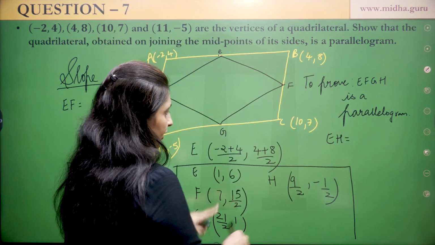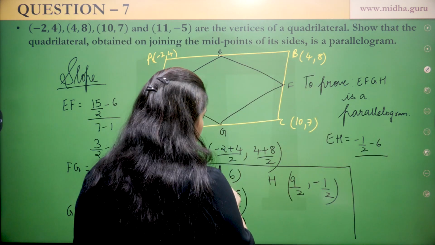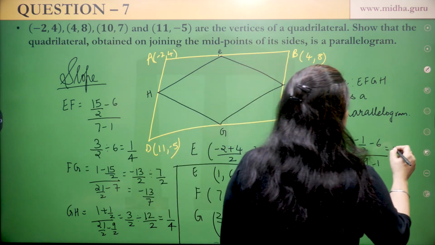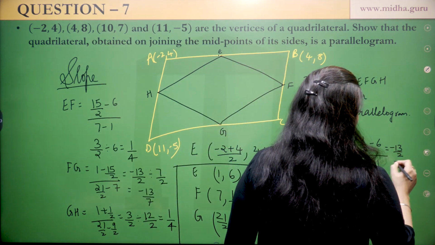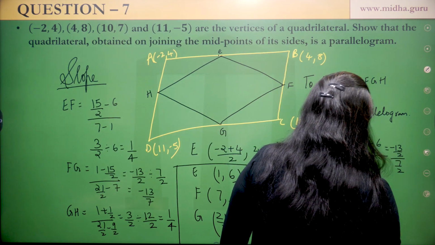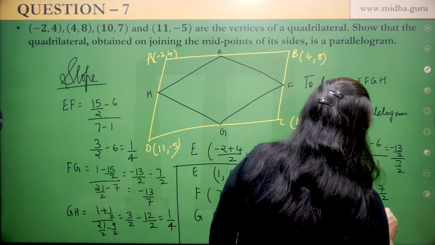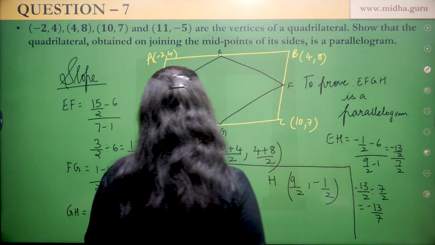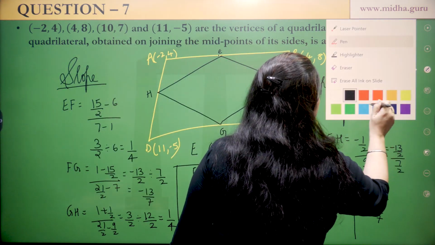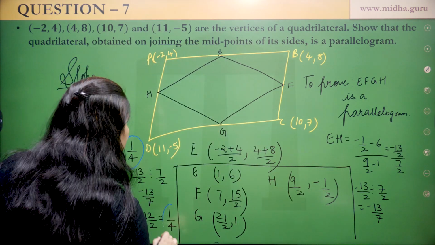EH, see these two coordinates. Minus 1 by 2, minus 6, y2 minus y1, x2 minus x1, 9 by 2 minus 1. Here we are getting minus 13 by 2 divided by 7 by 2. So minus 13 by 2 divided by 7 by 2, we'll get minus 13 by 7. Let us check. Yes, we have got minus 13 by 7 here.